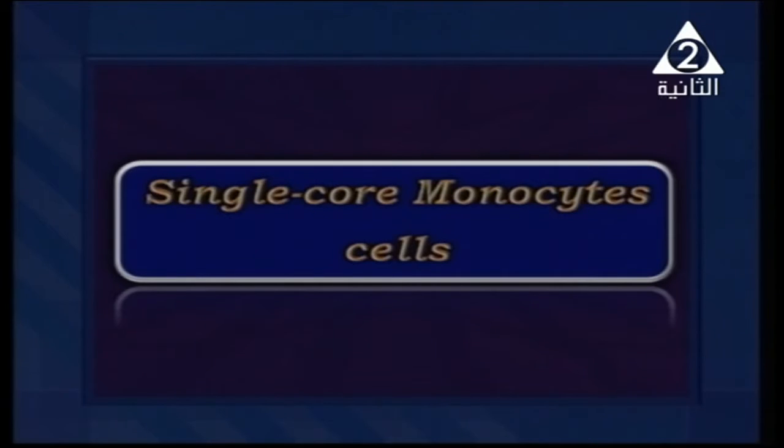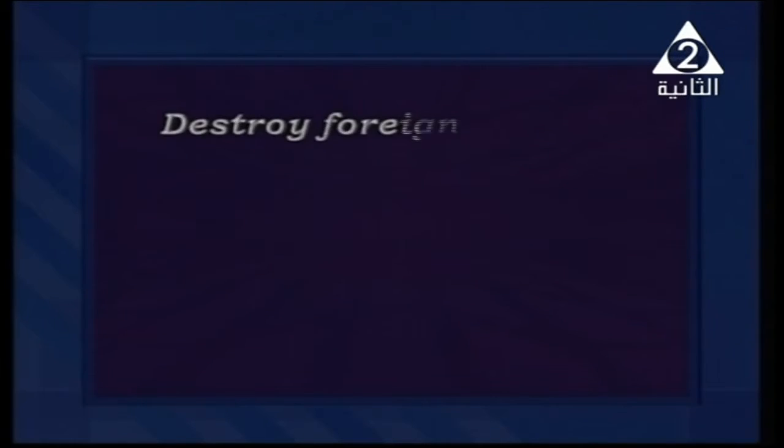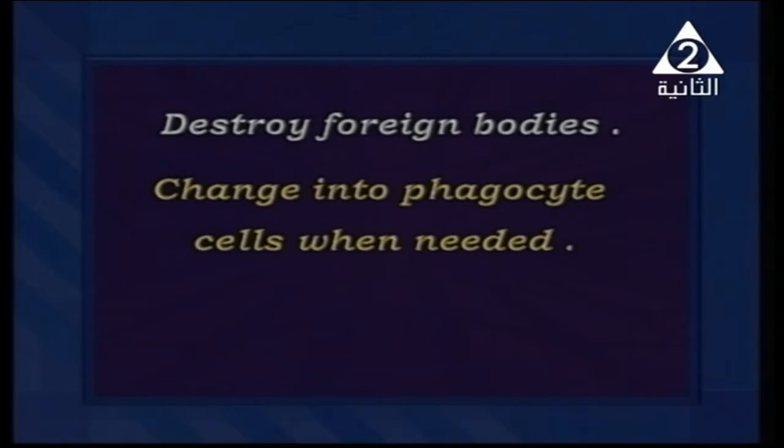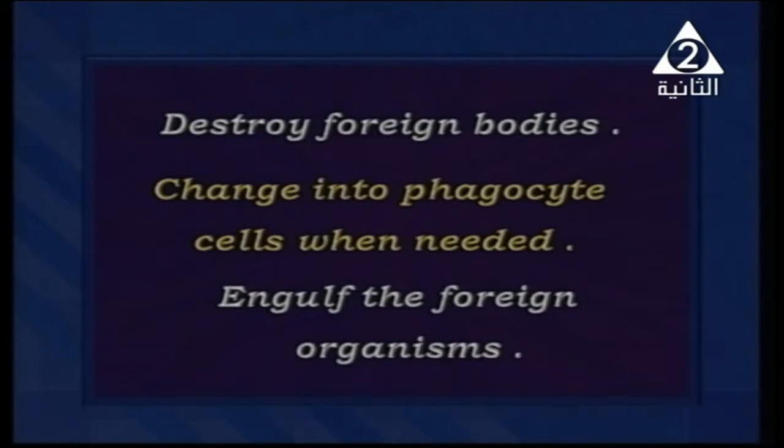But we also have the single-nucleus monocyte cells. They destroy the foreign bodies. Its main function is destroying the foreign bodies, and also changing into phagocyte cells when they are needed. So they have different functions. Finally, they engulf the foreign organism. Engulf here means, do you know when you take something rapidly inside your mouth cavity? This is the meaning of engulf.